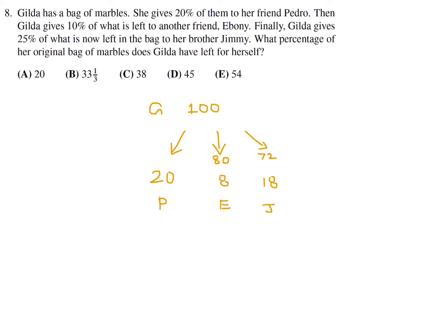So how many does she have left now? It would be 72 minus 18, which is 54. So she has 54 left. And 54 out of 100 is 54%. So 8, the answer is E.